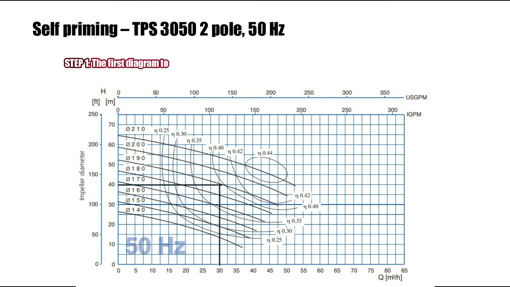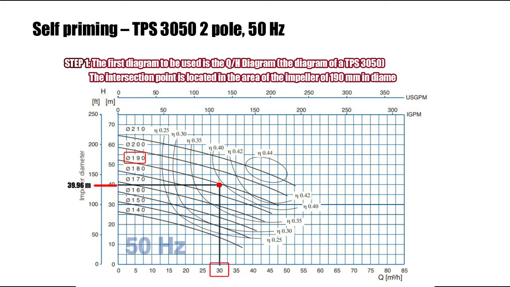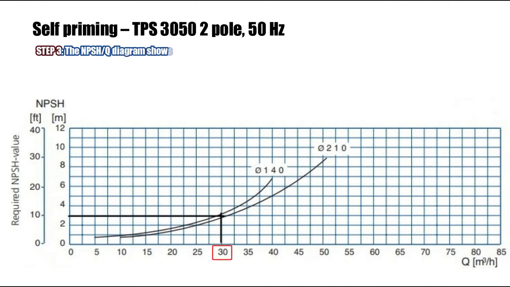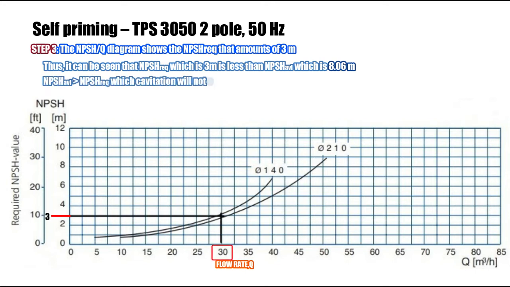Step 1, the first diagram to be used is the QH diagram, which is the diagram of a TPS 3050. Firstly, the intersection point of flow rate 30 meter cube per hour with flow head 39.96 meters should be made out. The intersection point is located at the area of impeller of 190 mm in diameter. Step 2, the pump efficiency is read and it is approximately 39%. Step 3, the NPSHQ diagram is used and it shows NPSH required is 3 meter. Thus, NPSH required, which is 3 meter, is less than NPSH calculated previously, which is 8.06 meter. This means cavitation will not occur.